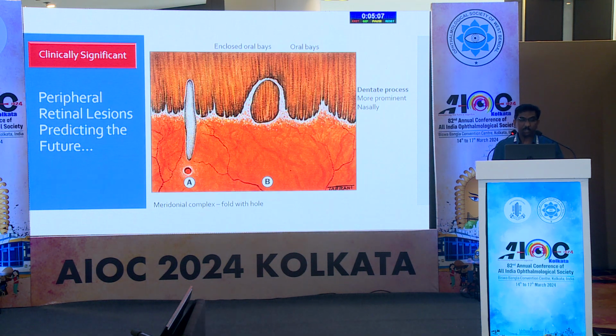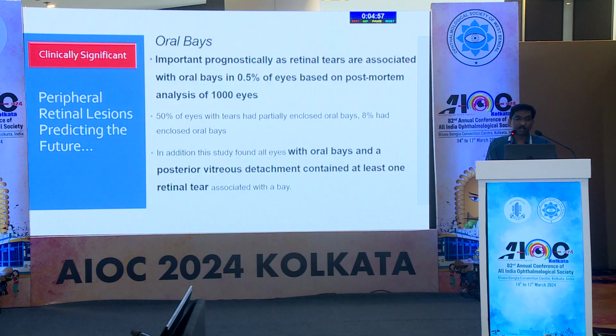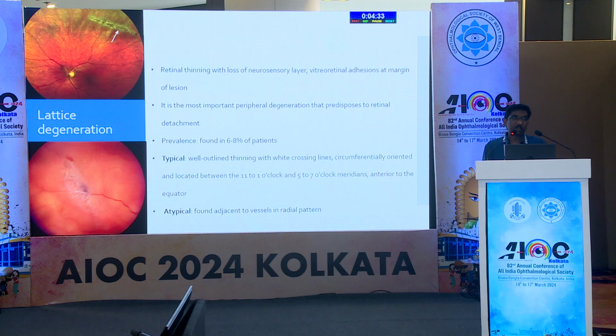Then other lesions are the meridional complex with a hole, and the oral bays. The oral bays are small extensions of the ora serrata adjacent to the dentate processes, and prognostically, tears can be associated with oral bays in 0.5% of these patients. Oral bays with associated posterior vitreous detachment had at least one tear associated with the bay. So whenever you find these, we have to be careful and tell the patients that whenever they have these symptoms of PVD, they should visit us.